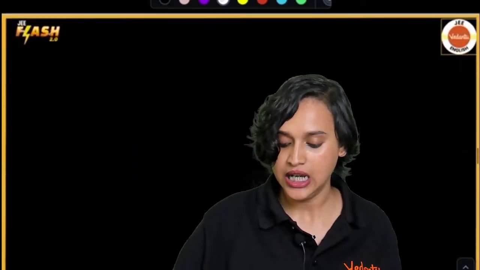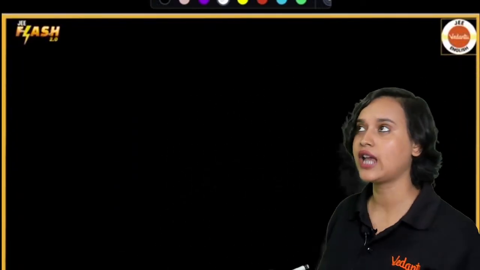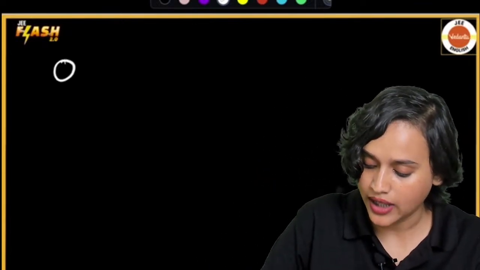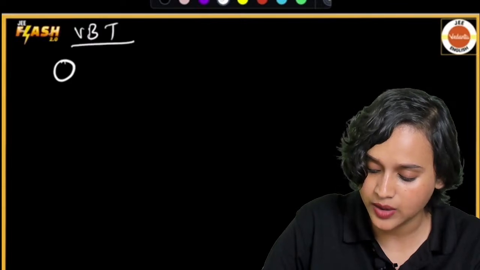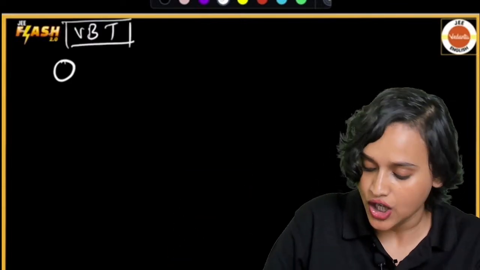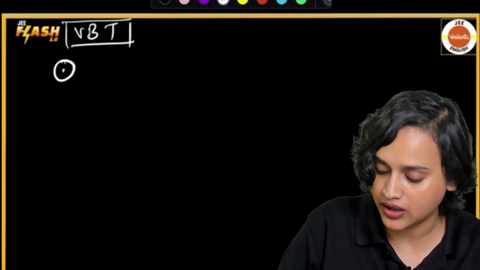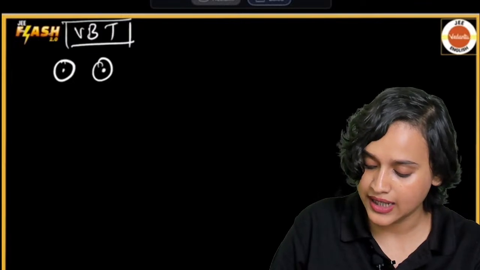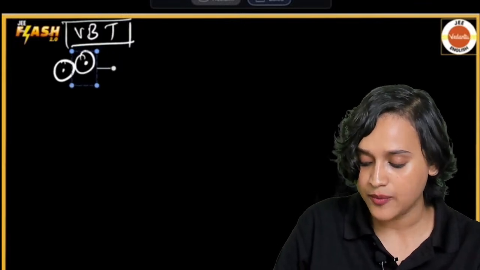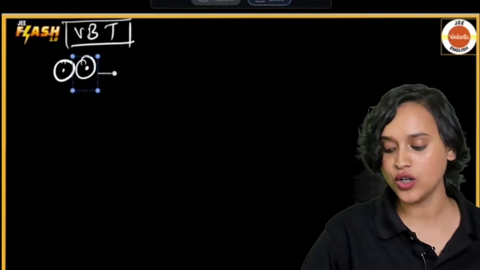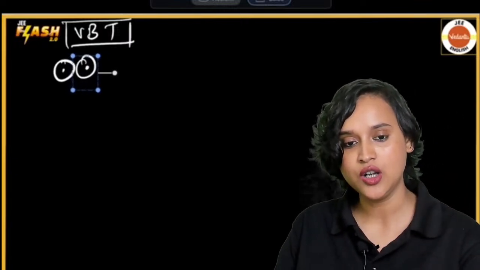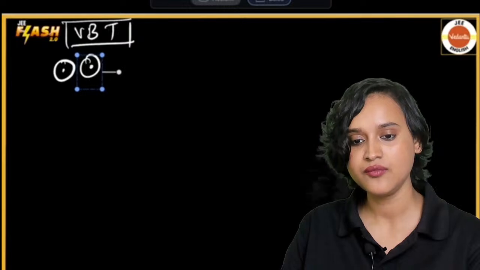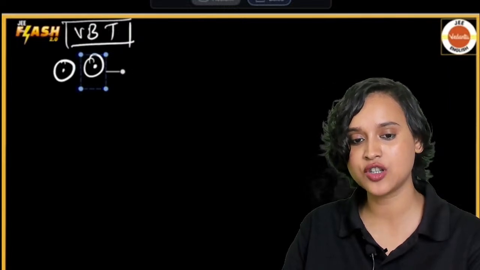Here we come towards valence bond theory, everybody. Remember I was teaching you how two hydrogen atoms come together. Let me write here VBT. VBT is valence bond theory. So let's say that we have one hydrogen atom here, and another hydrogen atom here. Now let's say that this atom comes closer. What will happen when it comes closer, guys?